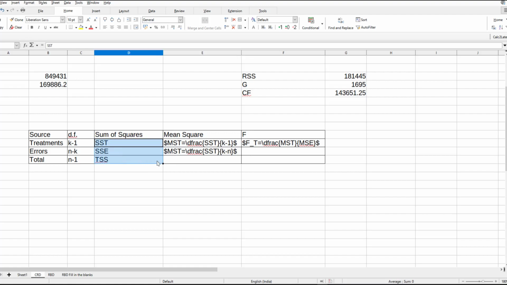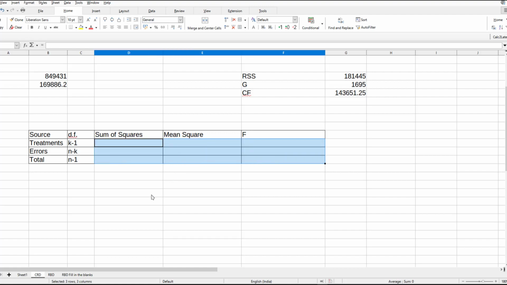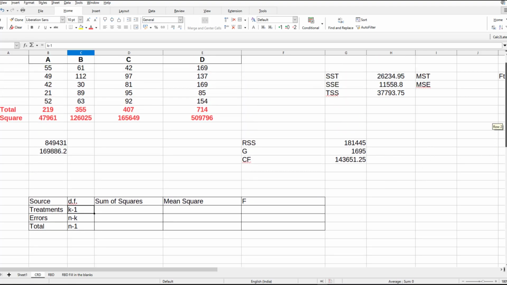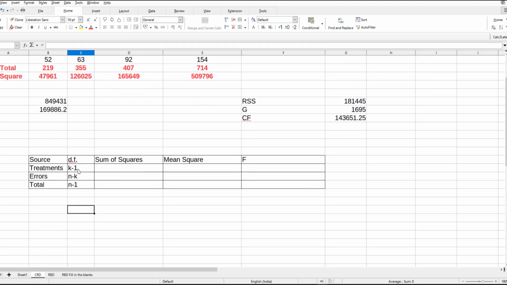Let me clear these values. Degrees of freedom is k minus 1. So how many treatments in this example? We have 4 treatments, right? So degrees of freedom for treatment will be 4 minus 1, 3. How many total observations? We have 20 observations. 20 minus 1 will be 19. So we have 19 degrees of freedom for total, 3 degrees of freedom for treatment.